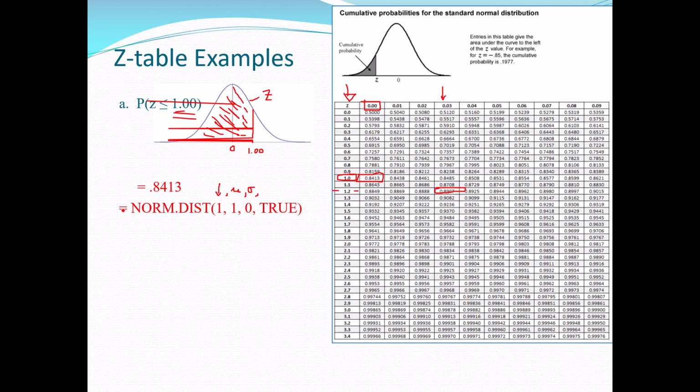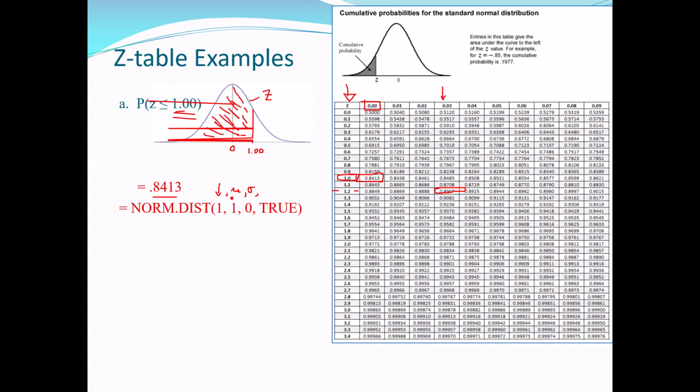And so if I went to Excel, opened up a spreadsheet, and typed equal norm dist, open parenthesis 1, 1, 0, true, close that parenthesis and hit enter, it would tell me this probability to like 50 decimal places. It's crazy with its accuracy. But if I reduced it to 4 decimal places, it'd give you 0.8413. And so you can think of the norm.dist function in Excel as a software option for this table. They're interchangeable. You get exactly the same information.